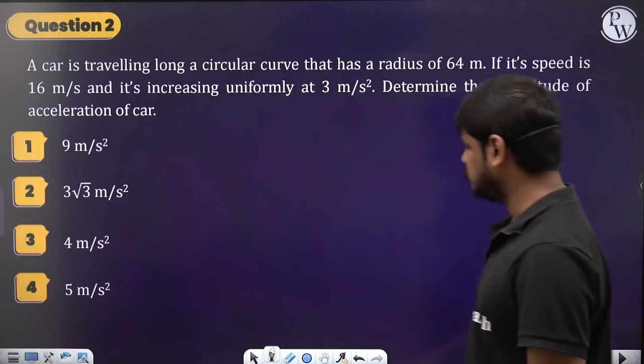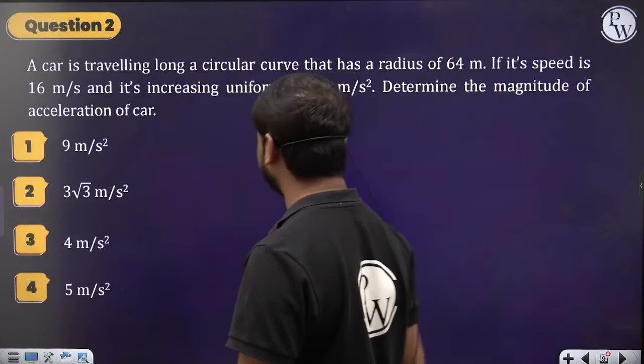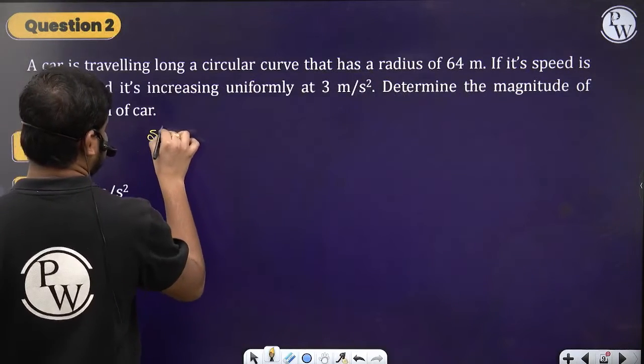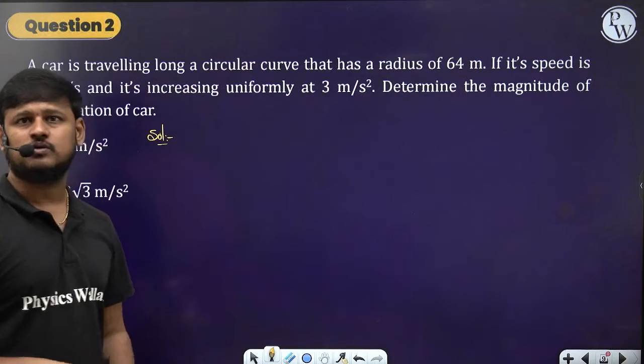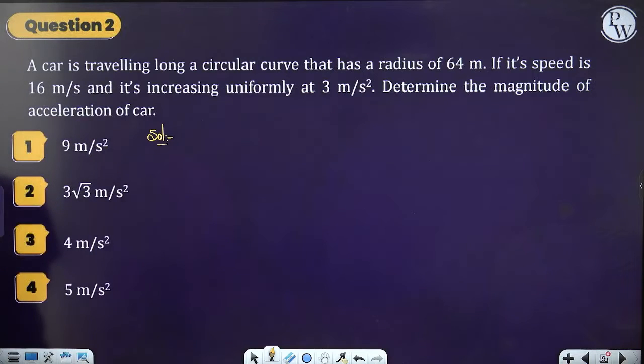Chalo. So next, let's take the question. Try this question on your own. What's the given information? Try this question on your own. I'll just stand aside. First try it on your own.